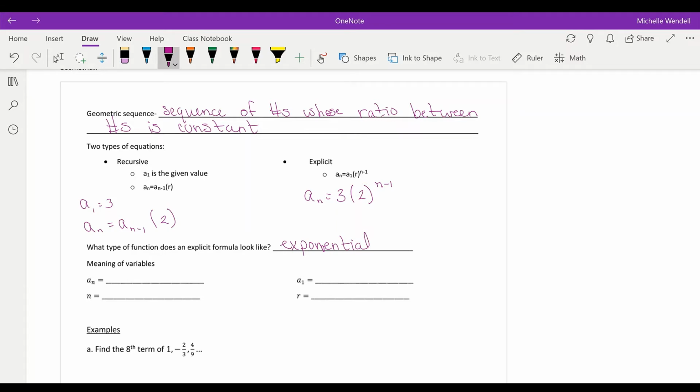And the meaning of these terms are basically the same. A sub n is the term number desired. N is the number of terms. A sub 1 is still the first term, but instead of d, we have r, which is ratio.